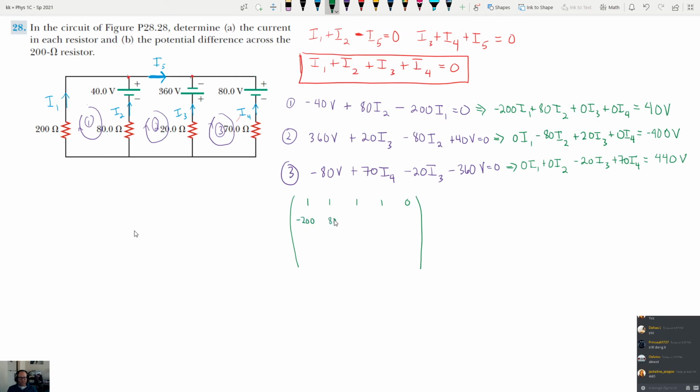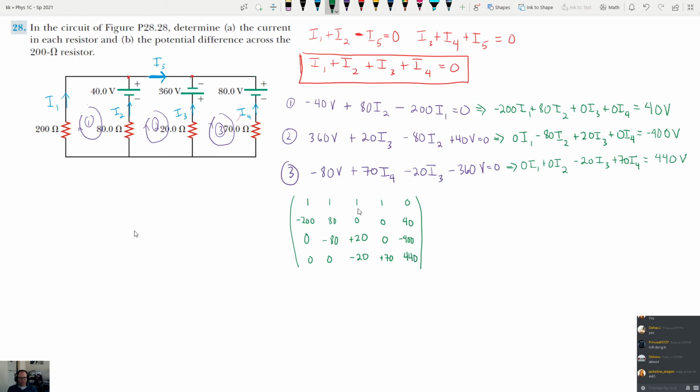Now don't worry if you didn't get the same matrix, because if you use different loops, you're not going to get the same matrix. But getting the final answer the same is all that really matters. Then the second one is 0, negative 80, opposite signs, positive 20, 0, negative 400. And then the last one is 0, 0, negative 20, positive 70, and then 440.